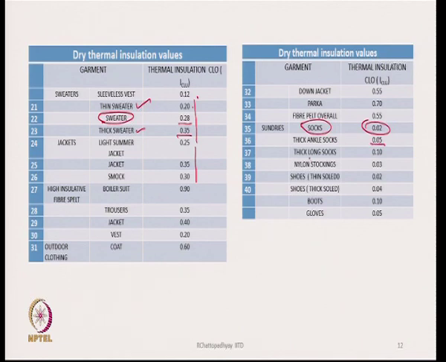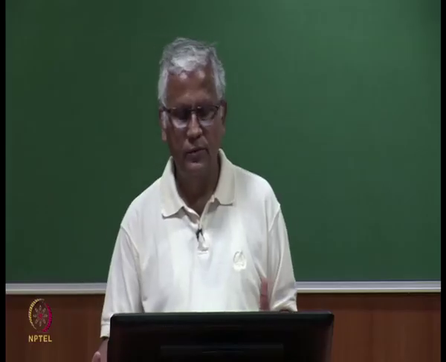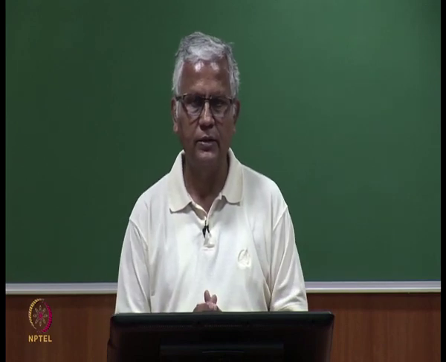Thick ankle socks is this much, thick long socks 0.1, nylon stockings 0.03, shoes with thin sole is around 0.02, thick sole is going to be 0.04, boots could be 0.10, gloves could be 0.05. So, these tables will give you some idea, and if you are going to design an ensemble for a person, this data is going to help us to design the ensemble. So, I can pick and choose different types of garments. If I know the individual clo values, I simply add them together and find out the total clo value.